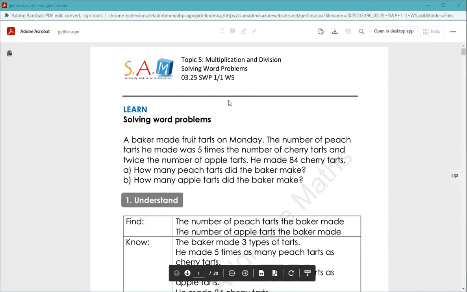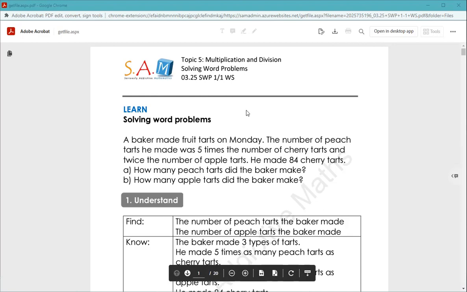But basically, for that booklet, the main thing is that you can do it as practice for them in class. So work can be done in class instead of assigning as homework, but I'll get to that more in a bit. So for the first booklet, 0325 SWP1/1, this is the main focus of the lesson.